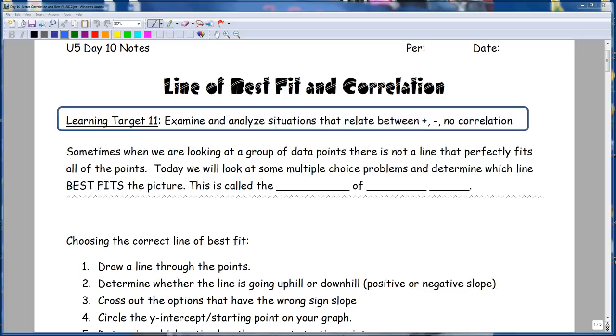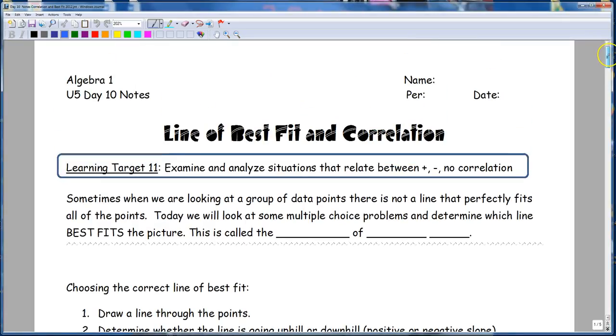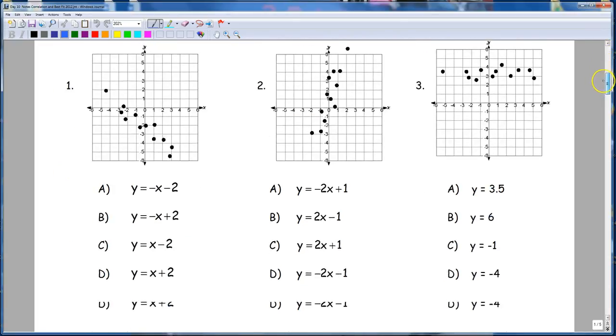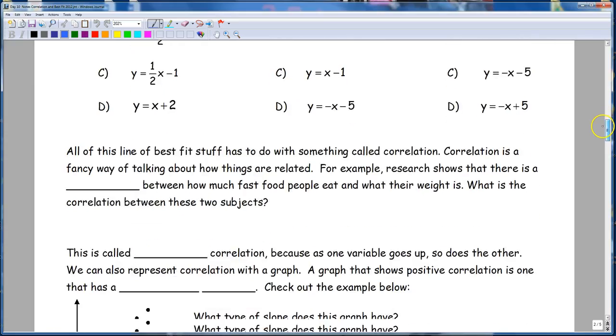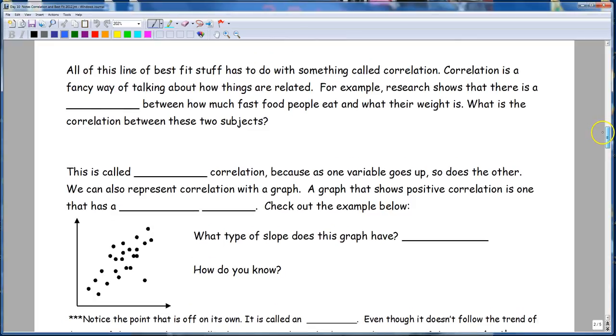Algebra 1. So today we are going to do a shortened version of this note sheet which is in your packet since we've missed a few days because of our inconvenient water main break. So go ahead and find this note sheet, Unit 5, Day 10 notes in your packet. But then we're actually going to come on down to this right here.